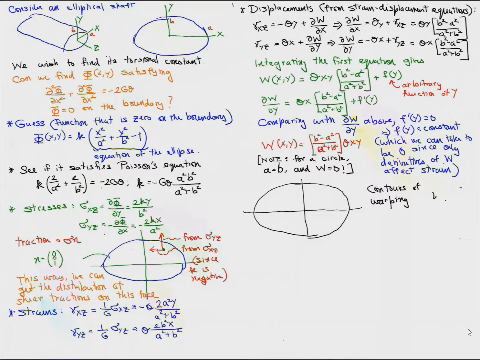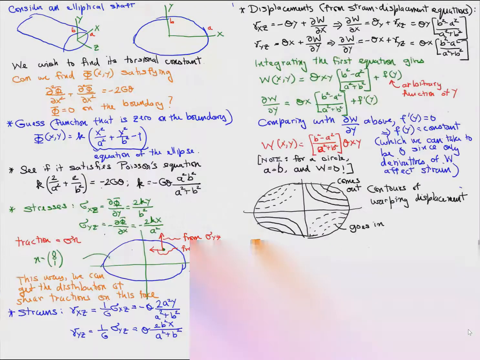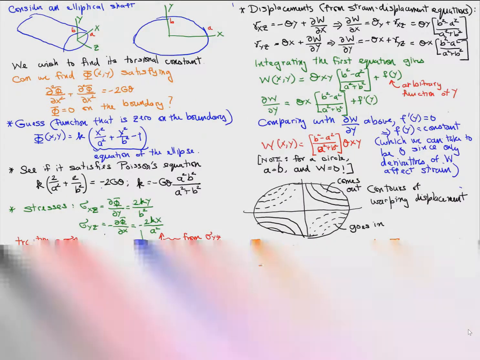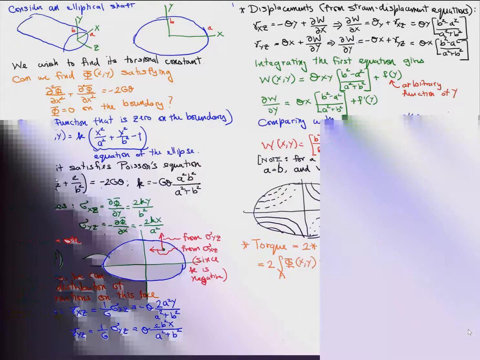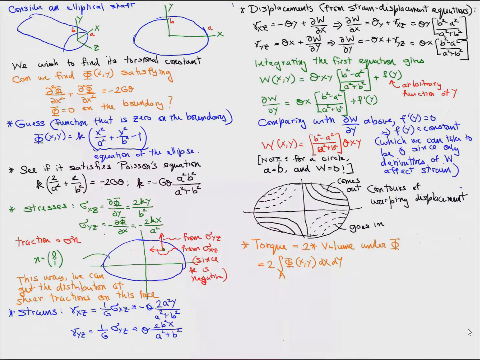Notice that for a circle a is equal to b, so the warping function is 0 as expected. Let's see what this warping function looks like by plotting contours. And we see what the contours look like. In the first quadrant, the surface is coming out, so it warps out. In the second quadrant, it warps in. In the third quadrant, it warps out, and so on.